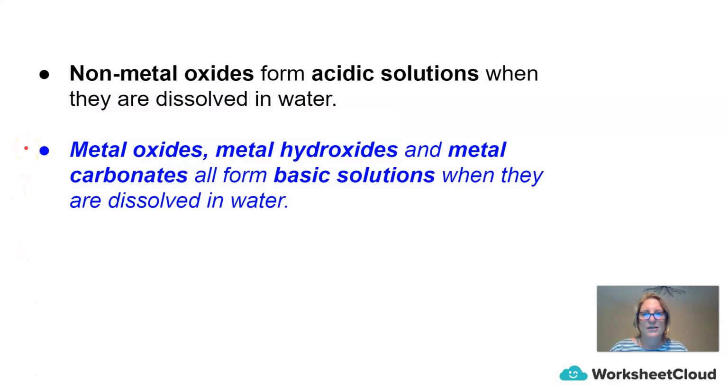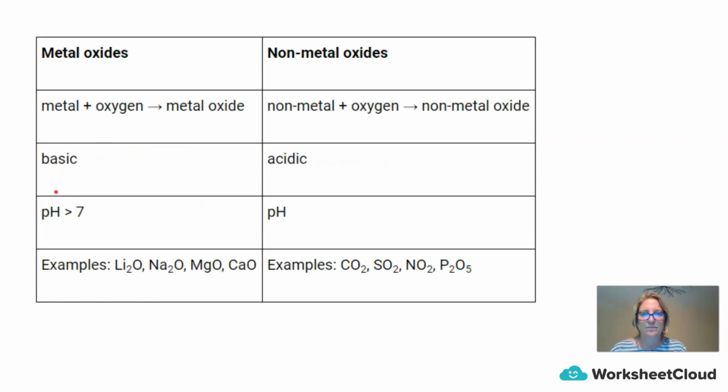So metal oxides all form basic solutions when they are dissolved in water. Here we have a table that compares metal oxides and non-metal oxides. For the benefit of today's lesson, metal plus oxygen gives us a metal oxide. That metal oxide is basic, which means it has a pH greater than 7. Examples of metal oxides are lithium oxide, sodium oxide, magnesium oxide, and calcium oxide.